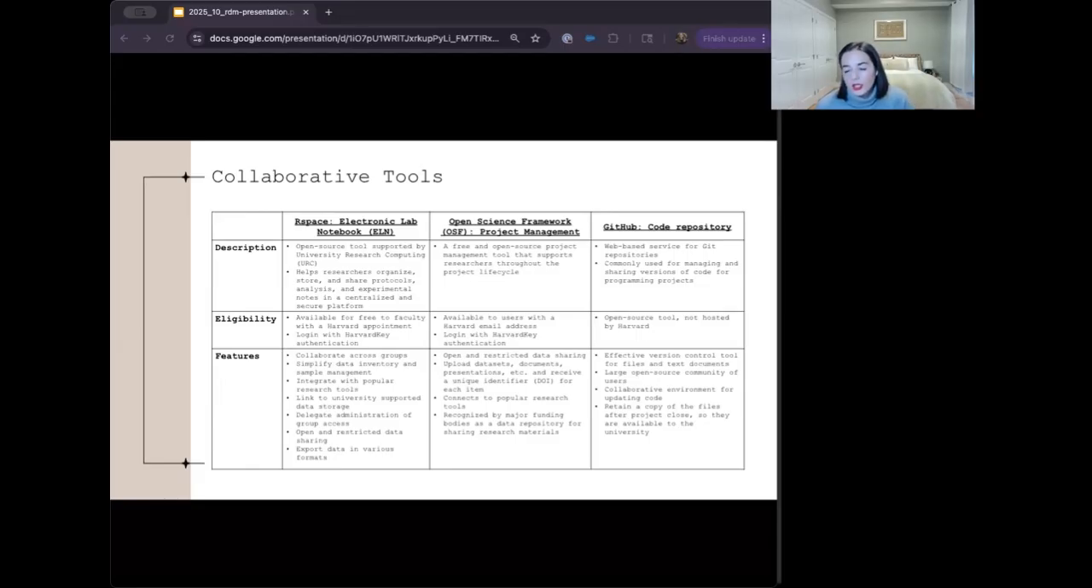And then GitHub, most of you are familiar with GitHub. It's a web-based service for Git repositories. You can use it for managing and sharing different versions of code for programming projects. This is also an open source tool, so it's not hosted by Harvard, but it is an effective version control tool for files and text documents.